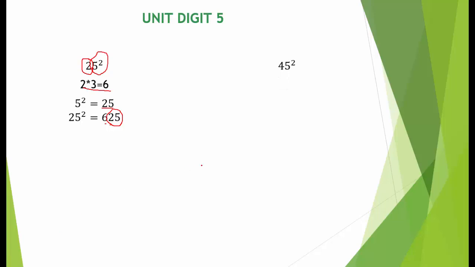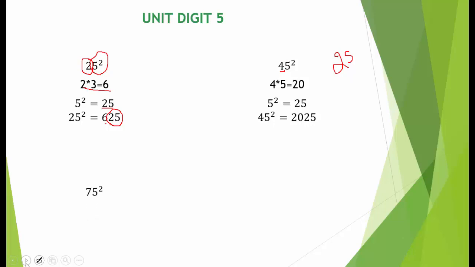Now 45. You know that the answer will end with 5 5s are 25, and for 4, the next digit is 5. So 4 into 5 is 20. So 20 25. 2025 is the square of 45.